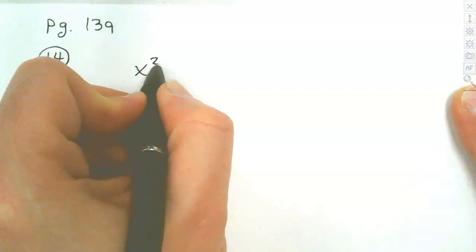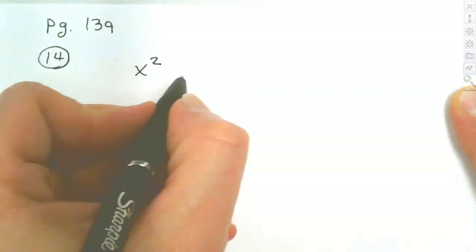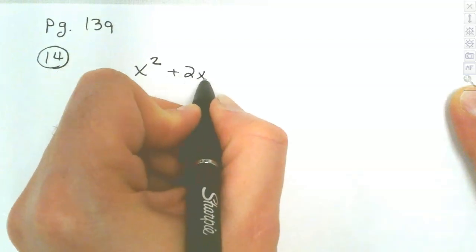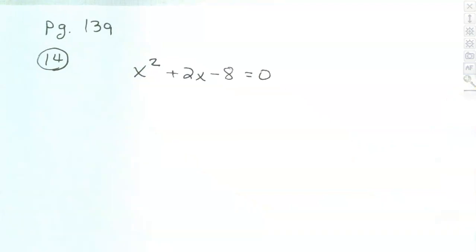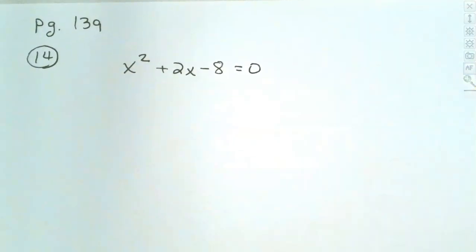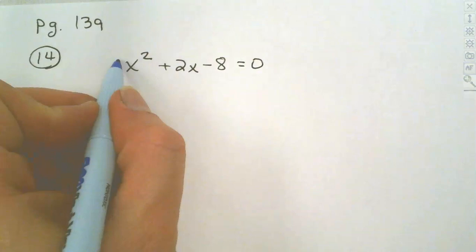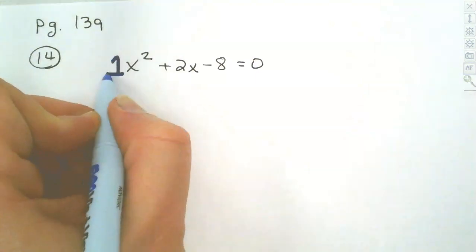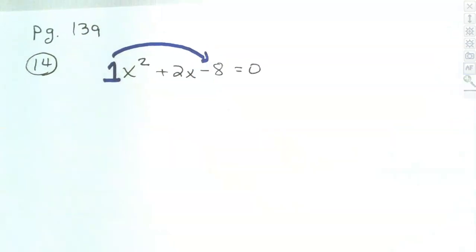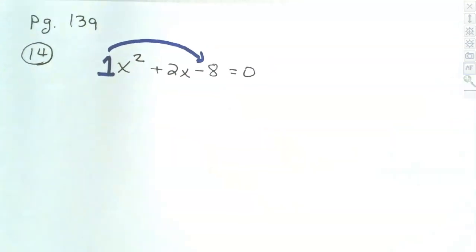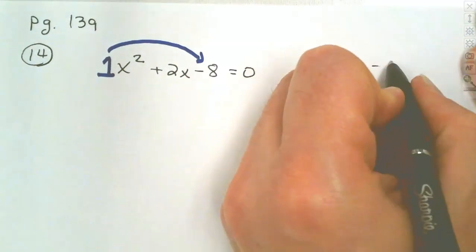So we've got x squared plus 2x minus 8 equals 0. No number in front of the x squared, so we put a 1 in front. And then we multiply these together. So 1 times a negative 8. What's 1 times a negative 8? Negative 8, so it goes in the box.